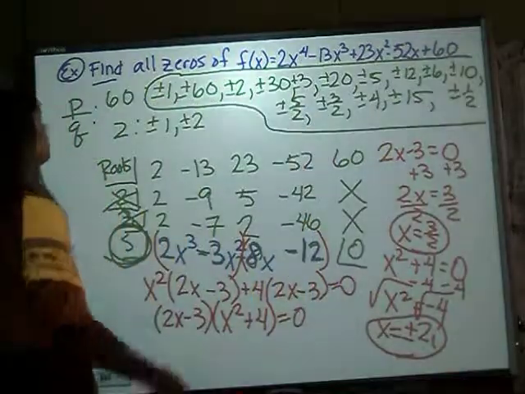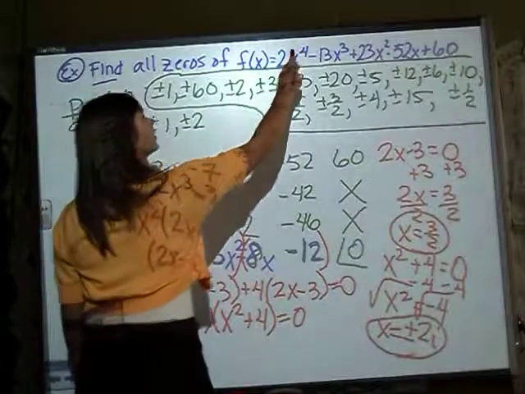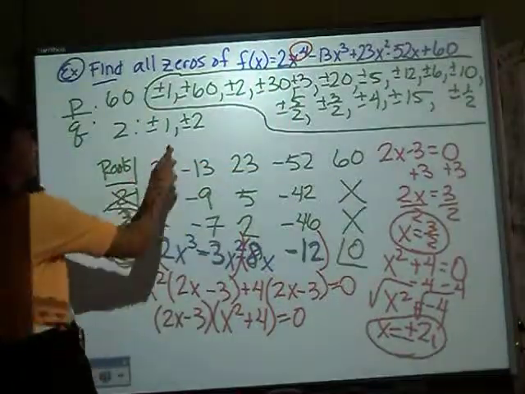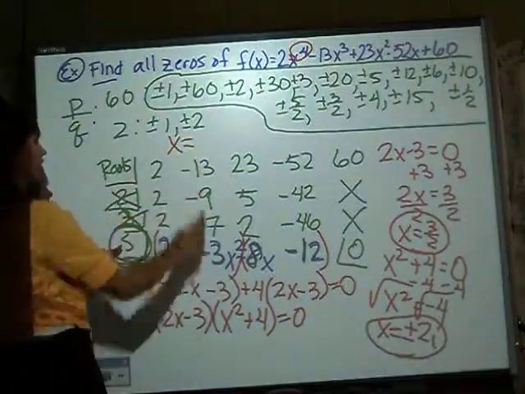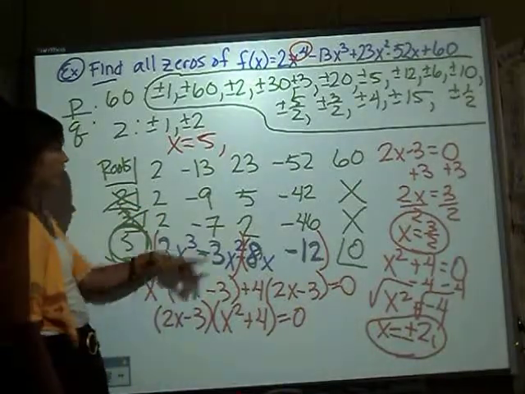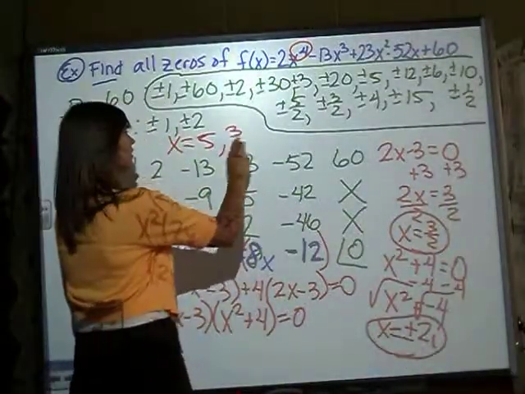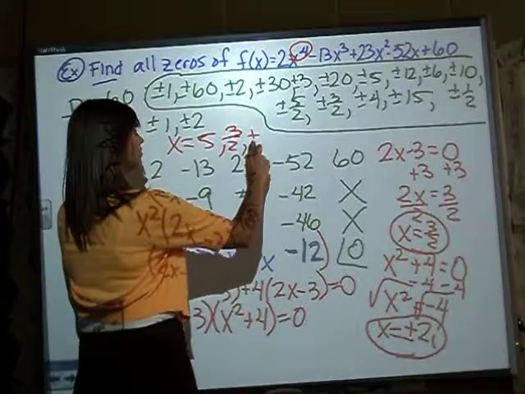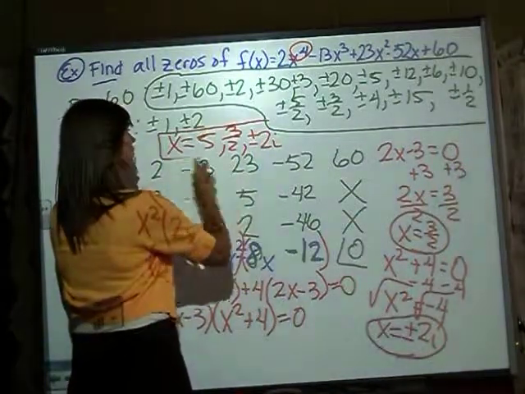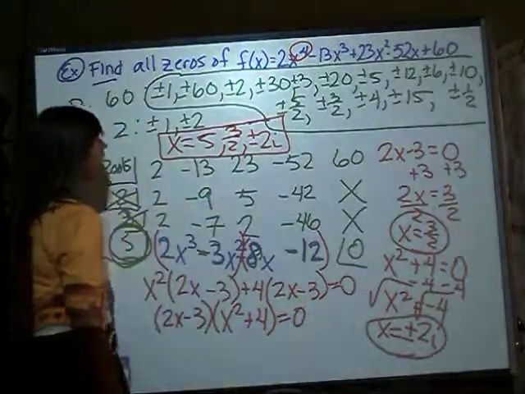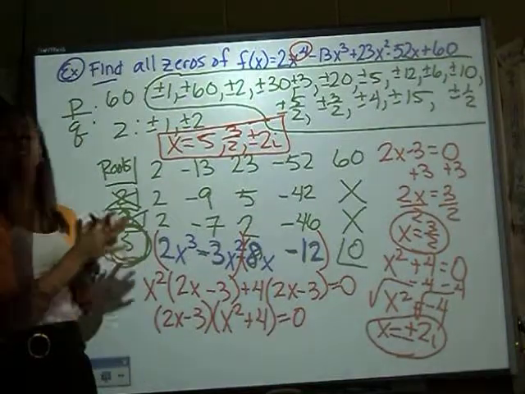Okay, so we have a 4th degree, which means we're going to have 4 roots, and our roots are x equals, the first one we found was 5, the second one we found was 3 halves, and then we also found plus or minus 2i. Okay? And that is rational root theorem.